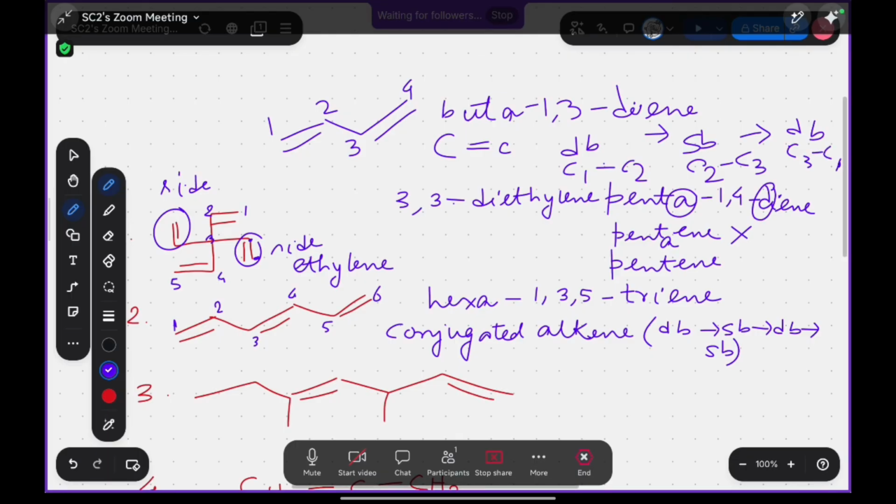That means any compound in which 2 or more double bonds are arranged alternatively such that they are separated by one single bond in between. Each double bond is separated by one single bond. Double bond, single bond, double bond, single bond. Such compounds are called conjugated alkenes.